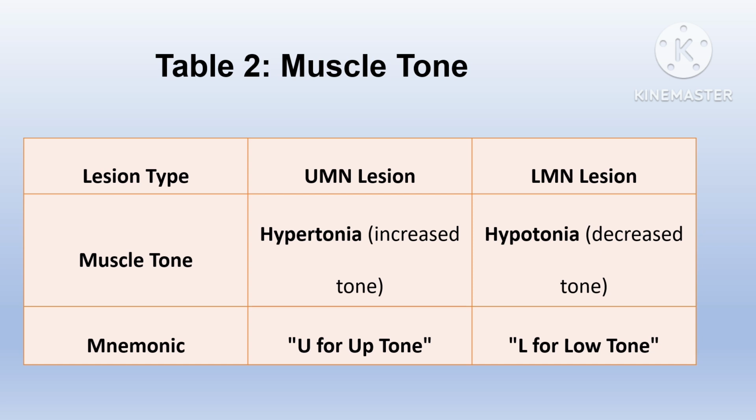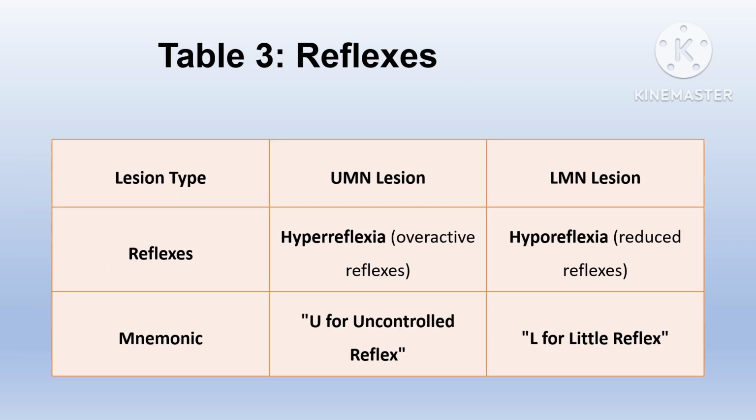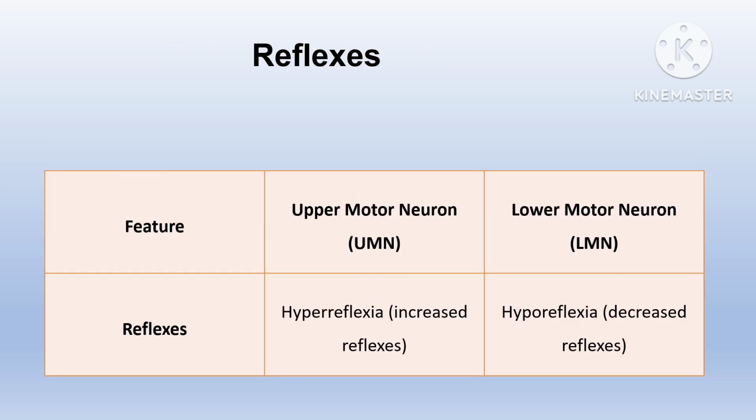Talking about the reflexes in both the lesions, in upper motor neuron lesions, hyperreflexia happens because they cannot regulate reflex activity properly, leading to exaggerated reflexes. On the other hand, lower motor neuron lesions present with hyporeflexia because of the loss of neurons which are directly responsible for the reflex actions, leading to weak or absent reflexes.